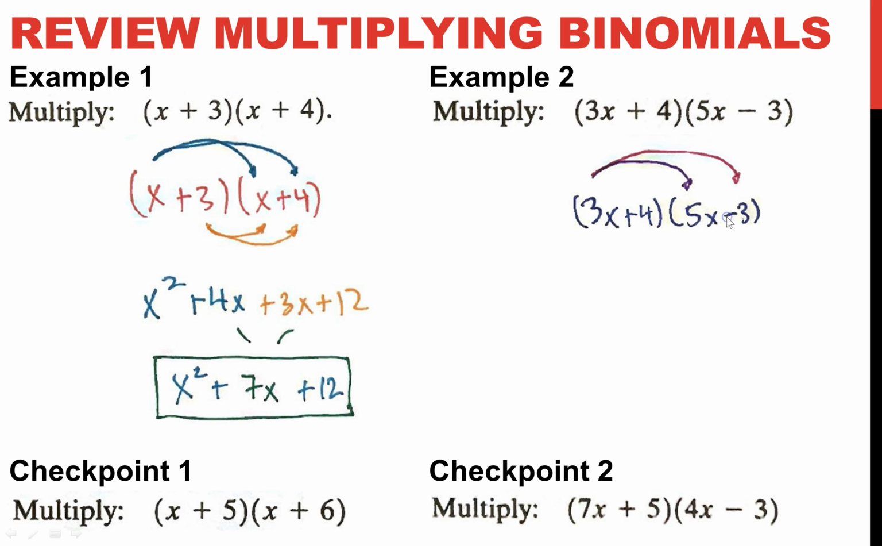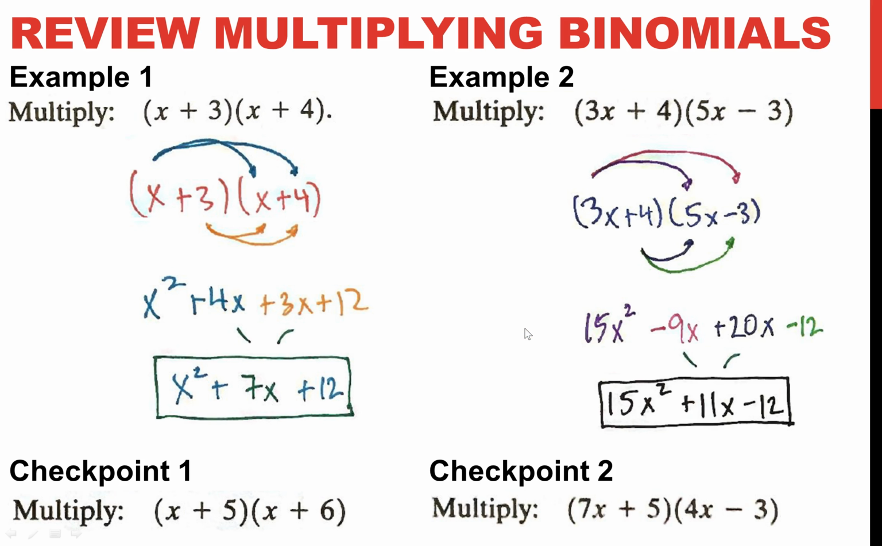So, slightly more complicated, I'm going to look at example 2, and I'm going to multiply the 3x by the 5x and the negative 3. Color coding all the way this time. I've got 15x squared, that's 3x times 5x, and minus 9x, that's 3x times negative 3. And then I've got 4 times 5x, which is 20x, and 4 times negative 3, which is negative 12. I'm going to, again, combine those middle terms, and I have 15x squared plus 11x minus 12.